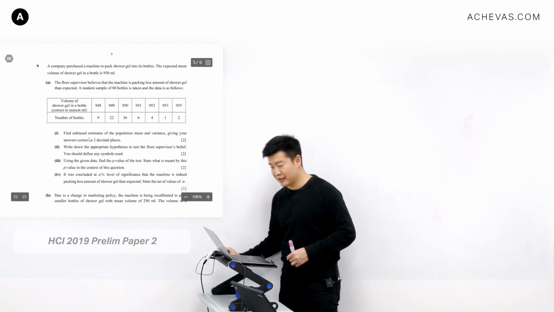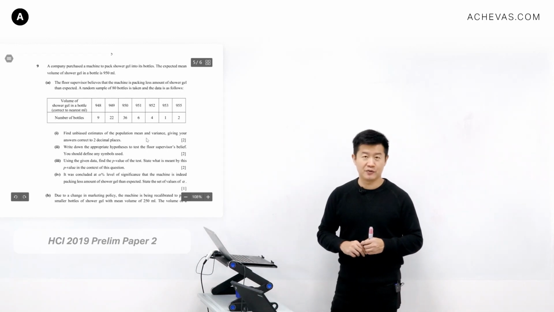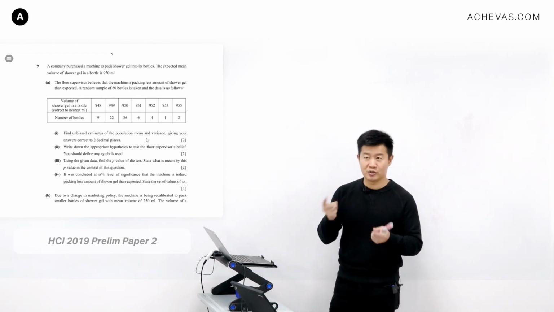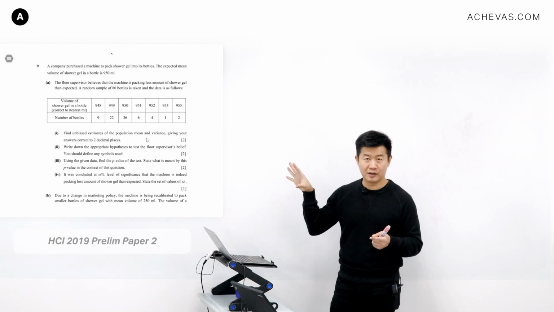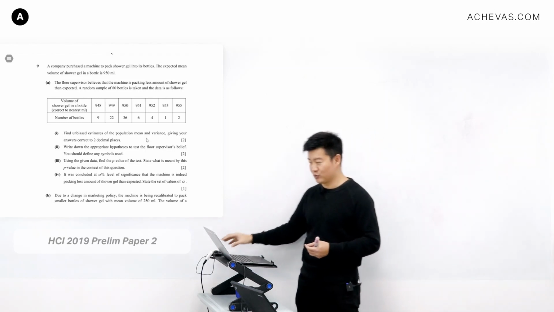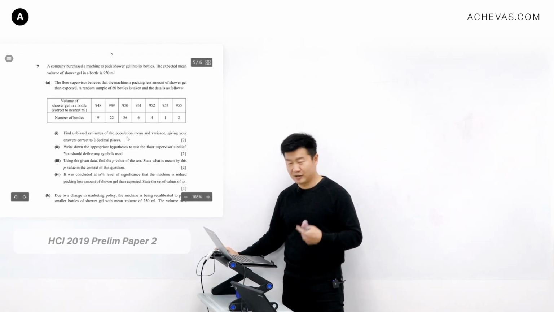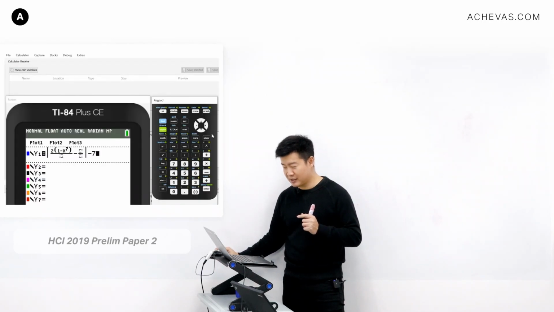I want to try to calculate the unbiased estimate of the population mean and the unbiased estimate of the population variance. I'm going to be showing you the solution directly for this part 1. It's the same thing. It's very boring to just keep writing this part. Looking at the solution should be enough, but I just want to very quickly show you the calculator part, just in case some of you have already forgotten about it.